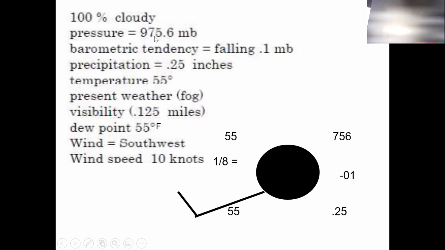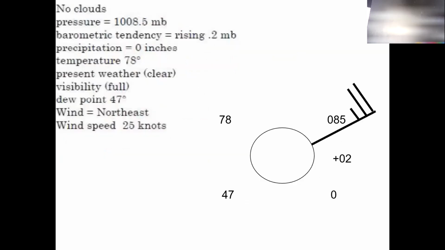You took the pressure of 975.6, dropped the 9, dropped the decimal, and got 756. If you had put the 975.6, I'd have to mark it wrong. I know it's dumb, but it is what it is. And then here is the last one.